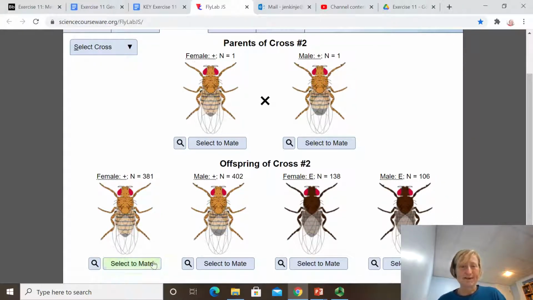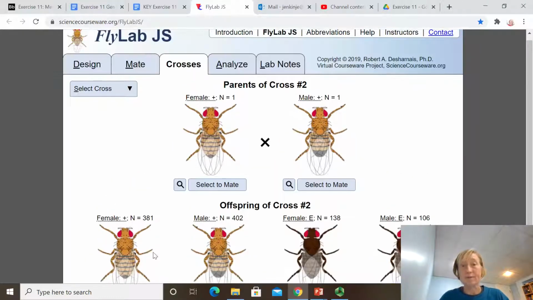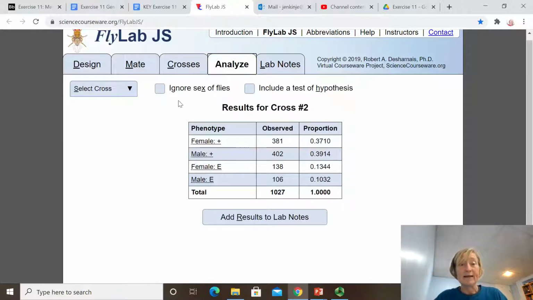These are the offspring. And I'm going to write them down into my box on the second row of table 2. I'm going to write down 381 wild-type females and 402 wild-type males, 138 ebony females, and 106 ebony males. And then I'm going to do some analysis. At this point, I need to go to the Analyze button to complete the next rows of my table 2. And I've got all of my observations here. We counted 1,027 flies in this simulation.